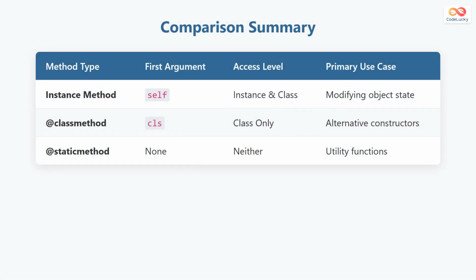Let's compare them side by side. Instance methods use self and access the object. Class methods use CLS and access the class. Static methods use neither and work independently. Memorizing this table will help you make the right choice every time.